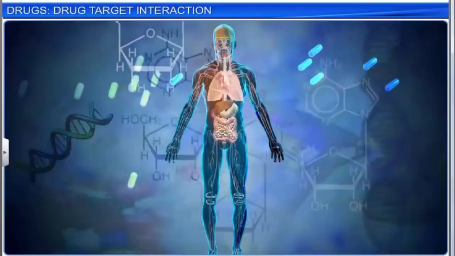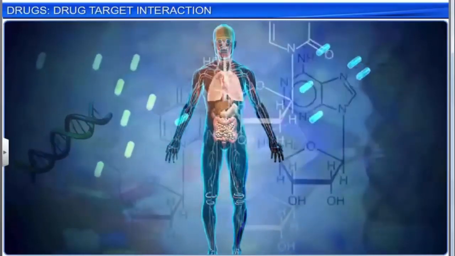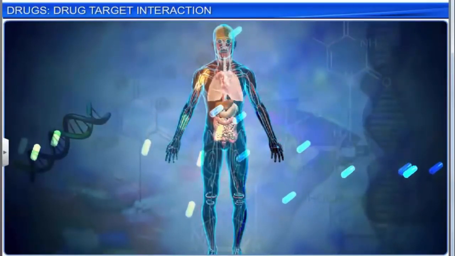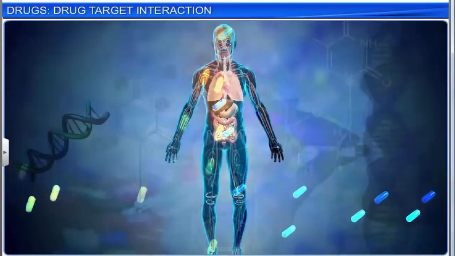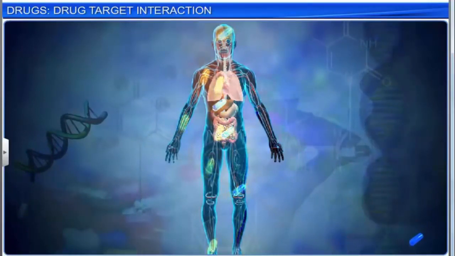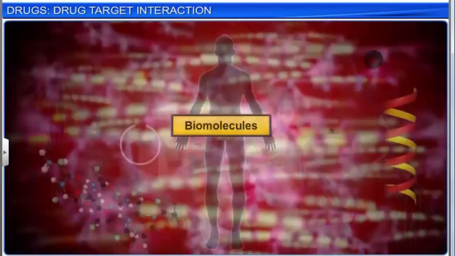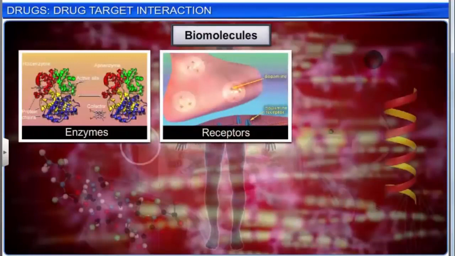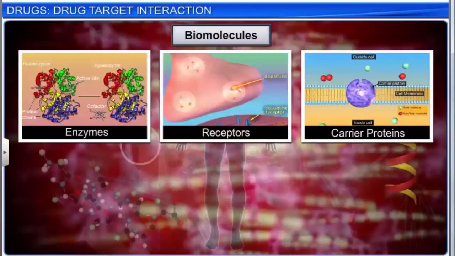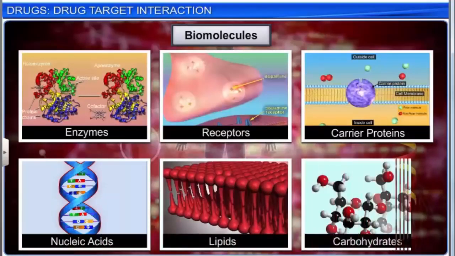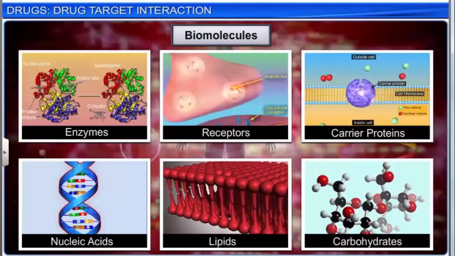Have you ever wondered why the action of a drug is so specific? How can a drug be targeted at one specific biochemical function within the body? Let's try to answer these questions in this module. Biomolecules such as enzymes, receptors, carrier proteins, nucleic acids, lipids, and carbohydrates perform various functions in the body.